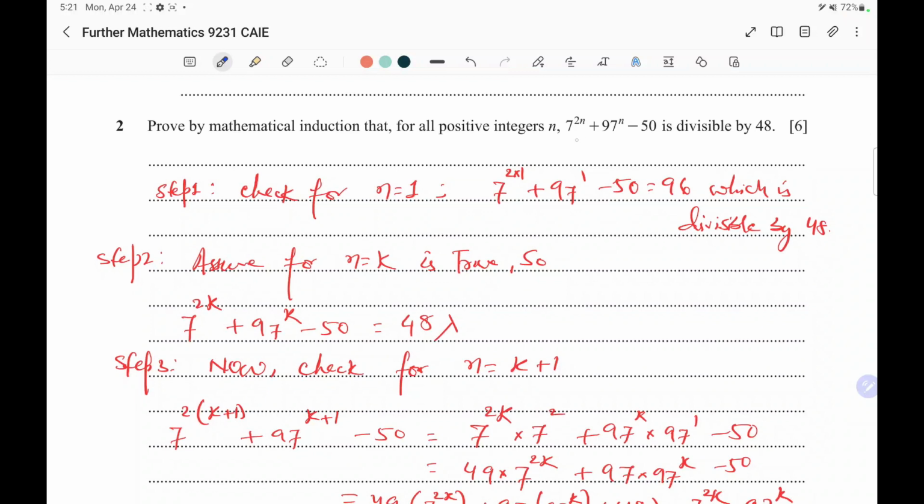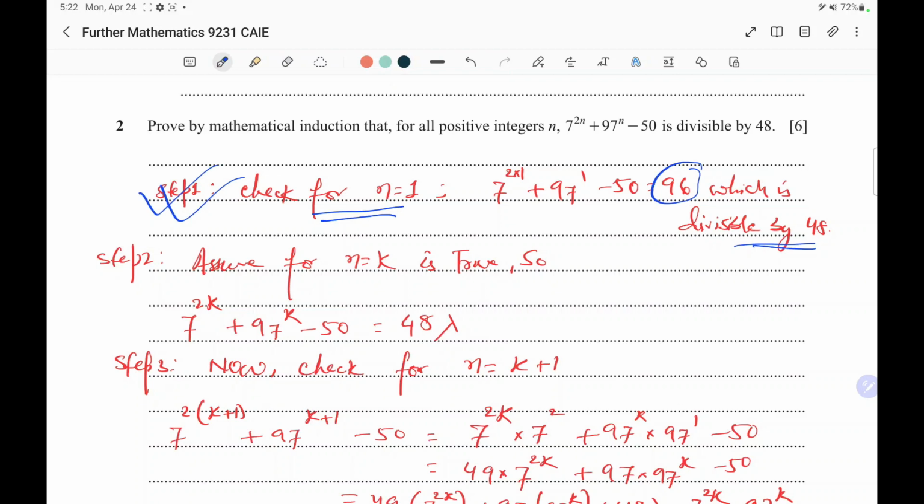Now move to the next question, that is: prove by mathematical induction, for all positive integers, that this expression is divisible by 48, or you can say this should be a multiple of 48. So here there are 3 steps. Step number 1, we have to verify for n equals 1. So just put n equals 1 in this expression: 7 to the power 2 times 1 plus 97 to the power 1 minus 50, which you calculate, that's 96. And if you observe, this 96 is divisible by 48. So step number 1 is valid.